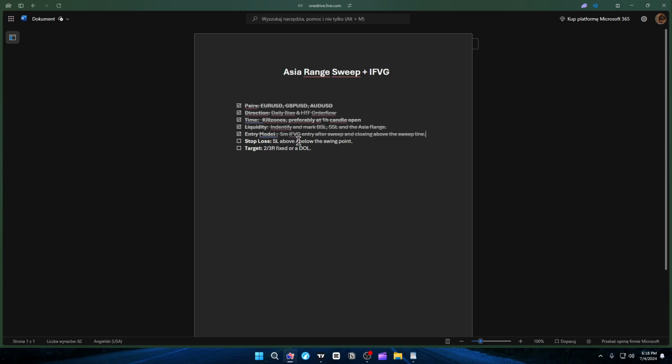Stop loss above or below the swing point. Target 2 or 3 hour fixed or draw on liquidity, depends how advanced you are. But for the beginners, I would suggest to have a fixed stop loss. Okay, I will now show you some examples of these trades on the charts.